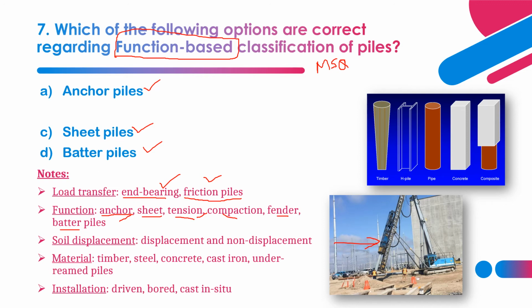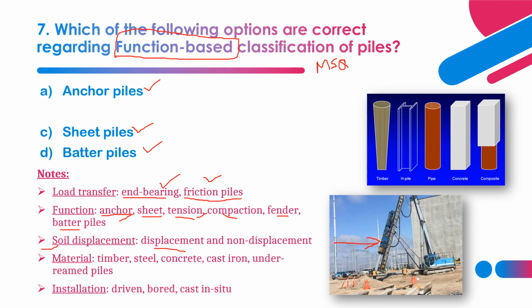And in case of soil displacement, we can classify as displacement and non-displacement. What are displacement piles? Displacement piles cause a disturbance of soil. So in the name itself, we can find the meaning. What is the displacement? Soil gets displaced due to driving. So it happens only when piles are driven and cast in place.